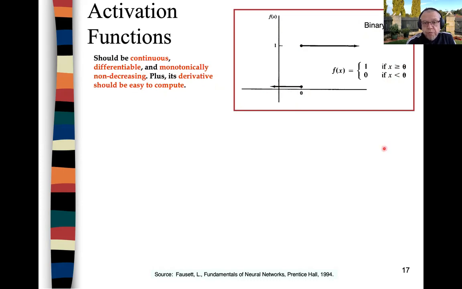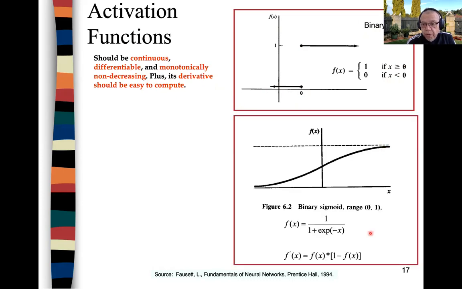So if you remember before, we saw this sigmoid function, the unipolar one between 0 and 1. That was the formula for it. And it satisfies these criteria. It's continuous, differentiable, monotonically non-decreasing, and the derivative is easy to compute because the derivative is the sigmoid itself times 1 minus the sigmoid function. So it's easy to compute.